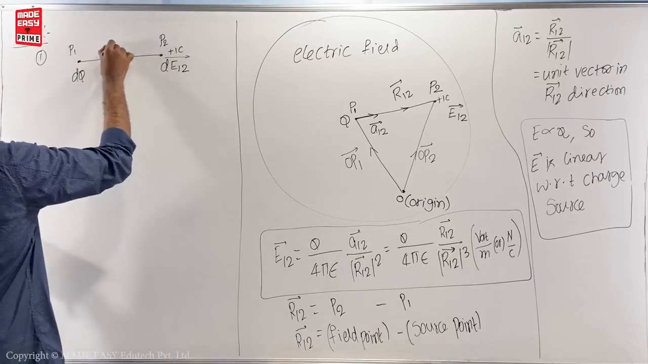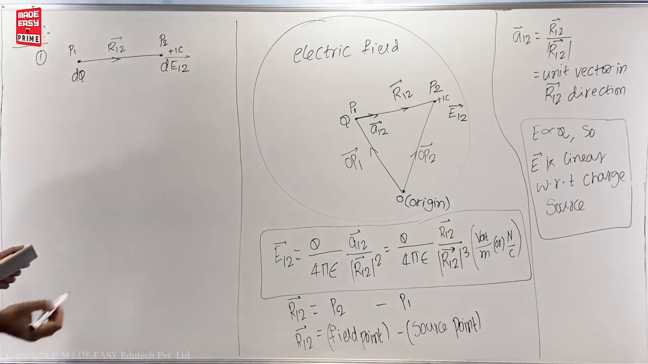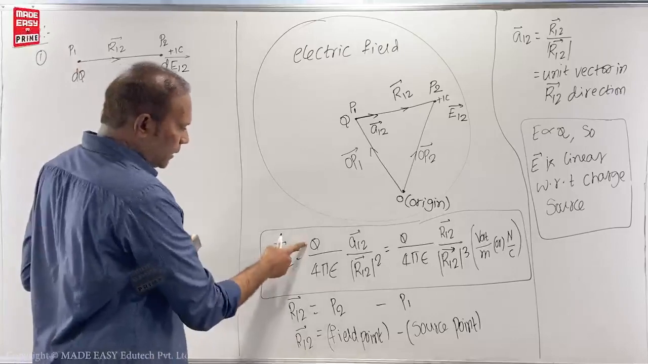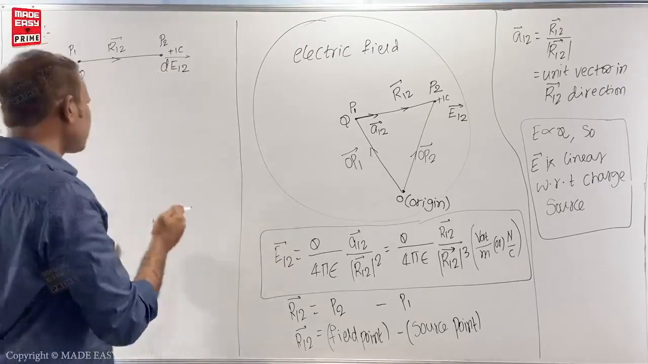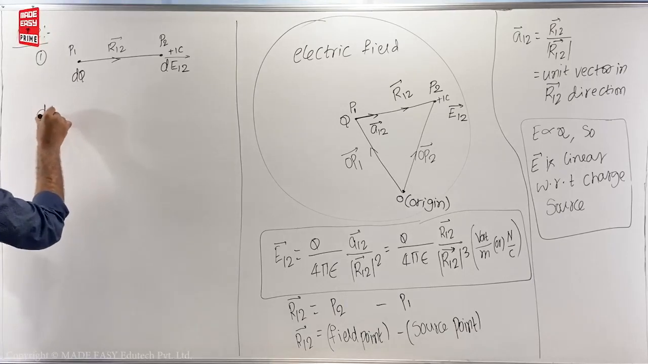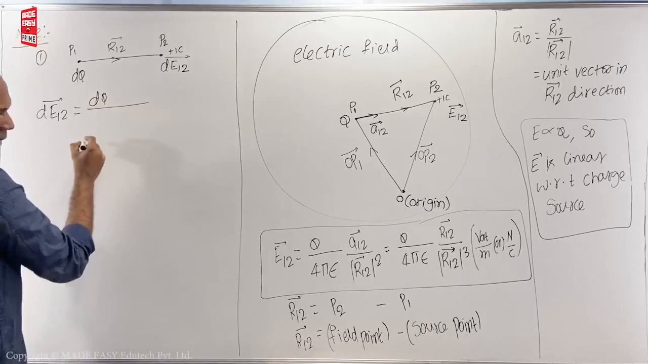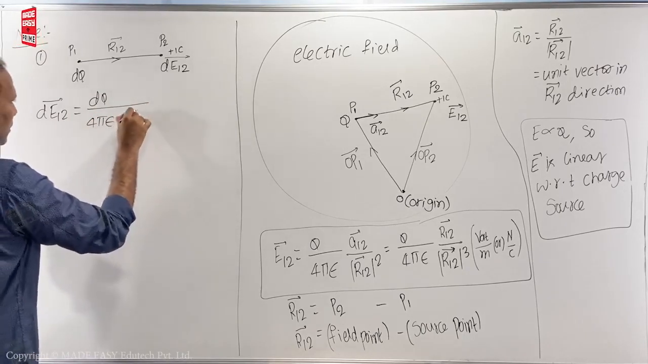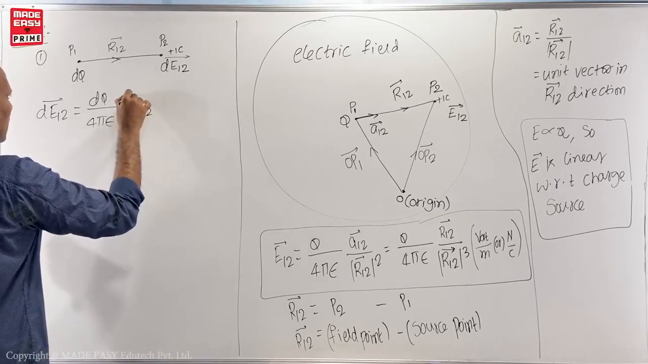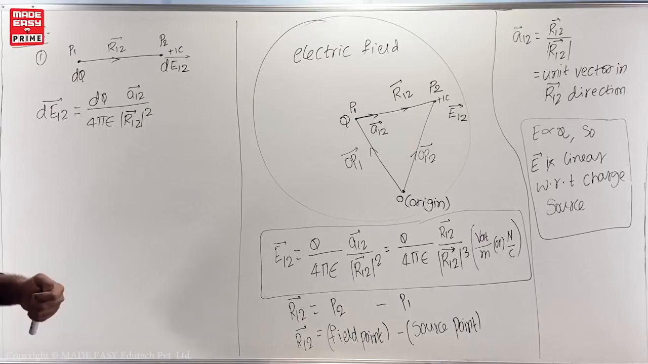So this is actually R12 bar. Now the formula is, I told you, you put d here, then here also you have to put d. So dE12 bar is equal to dq divided by 4 pi epsilon modulus of R12 whole square A12 bar. Of course, I will not write again and again.